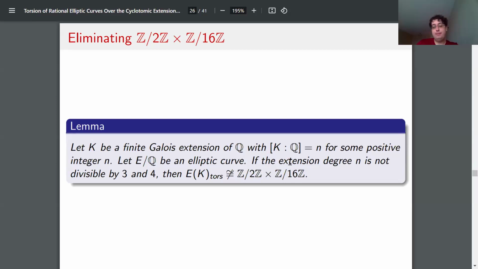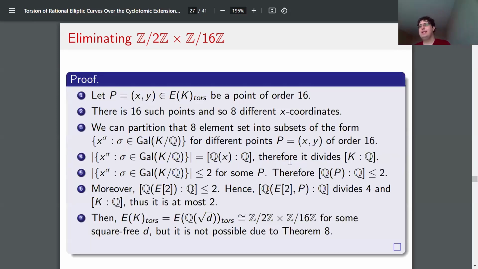And it can be proven with a similar method to the first one we saw, the partitioning idea. Here, the partitioning is a little bit harder, but not that much. So here we can see, okay, take a torsion point. If it has order 16, and I look at the order 16 points, since due to my short Weierstrass model, there will be 8 different x coordinates. I partition those 8 points into a disjoint union. So I make a disjoint union by looking at the Galois orbits of x coordinates for different points.